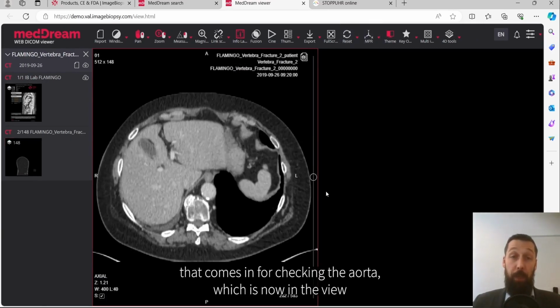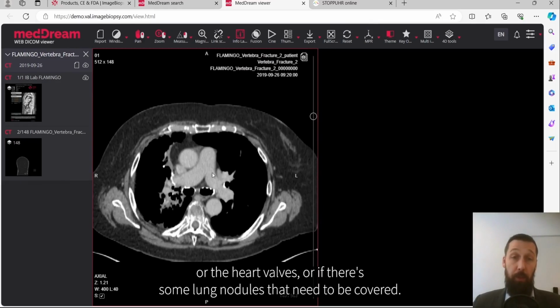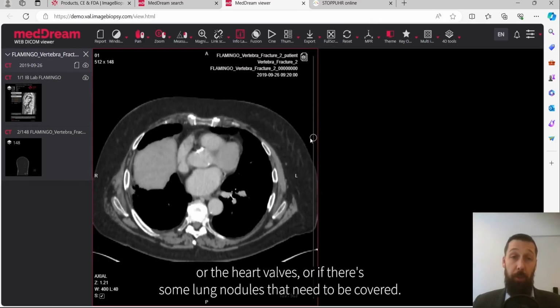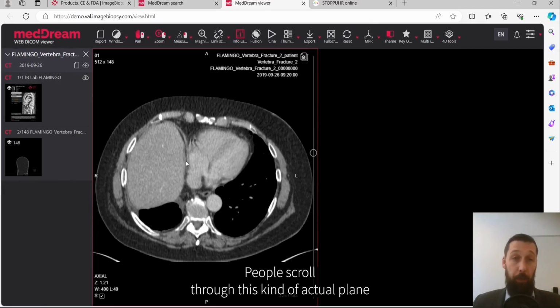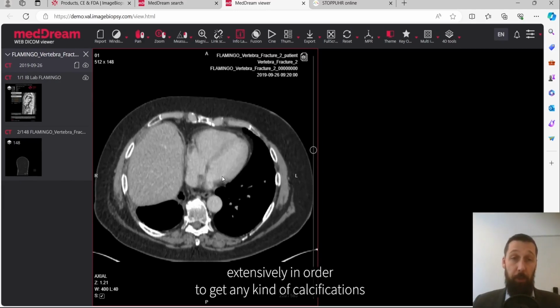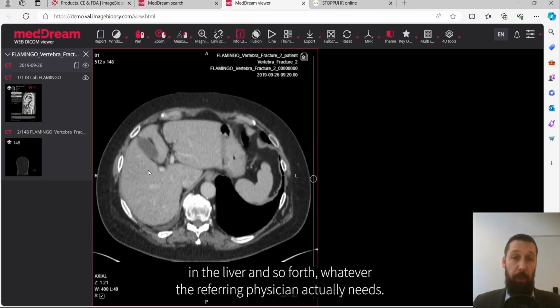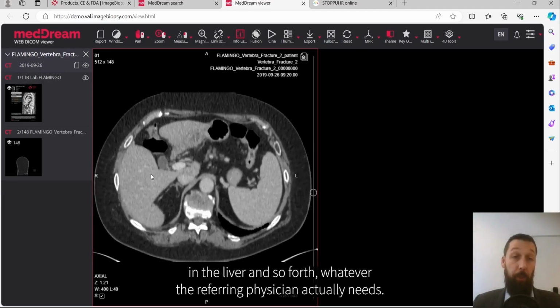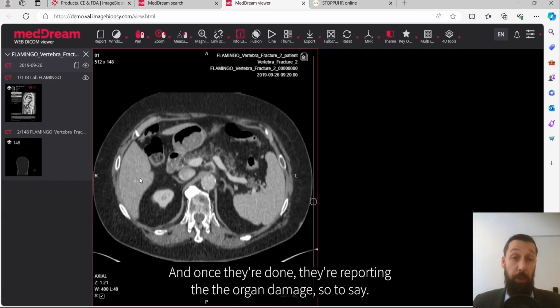Imagine you have a patient that comes in for checking the aorta, which is now in the view, or the heart valves, or if there's some lung nodules that need to be covered. People scroll through this kind of axial plane extensively in order to get any kind of calcifications in the liver and so forth, whatever the referring physician actually needs. And once they're done, they're reporting the organ damage, so to say.